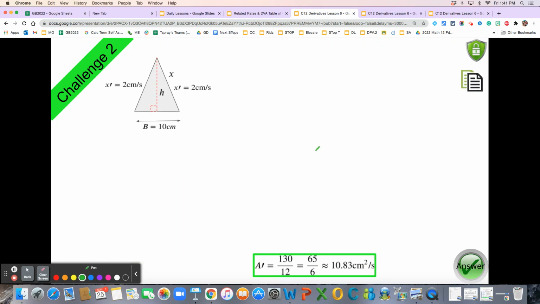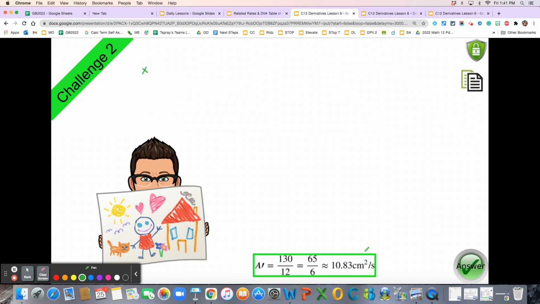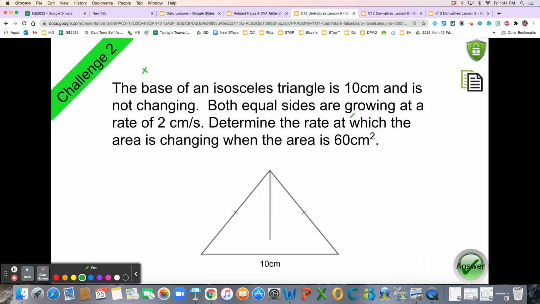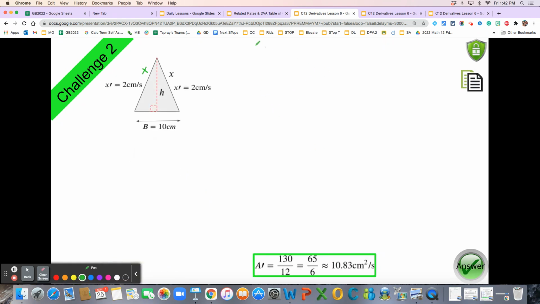Okay, first off, let's label it. From our question, we knew that the base was 10. The height is h, and we labeled it h. I'm going to call each of these side lengths x because they're the same and they're growing at a rate. Now let's make sure I know what the question is. Determine the rate at which the area is changing when the area is 60 centimeters. So the very first thing I should be doing here is area equals base times height divided by 2. Okay, that's what we need to do.